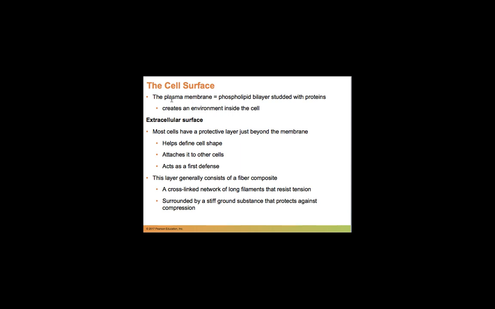However, surrounding our plasma membrane, we're going to have an extracellular surface. Our extracellular surface is going to provide an additional protective layer, help define the cell shape, as well as attach that one cell to another cell. So plasma membrane is good, but surrounding our plasma membrane, we have to have our extracellular surface. Why? Your extracellular surface is important for providing and defining that cell shape, giving it the abilities to attach to another cell, and also acting as that first line of defense.